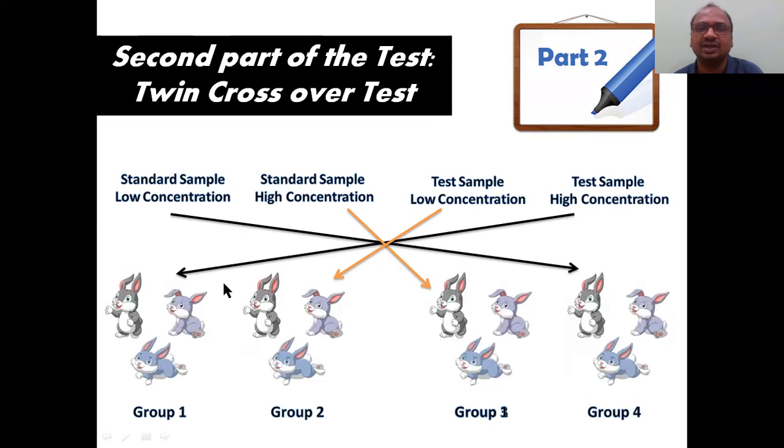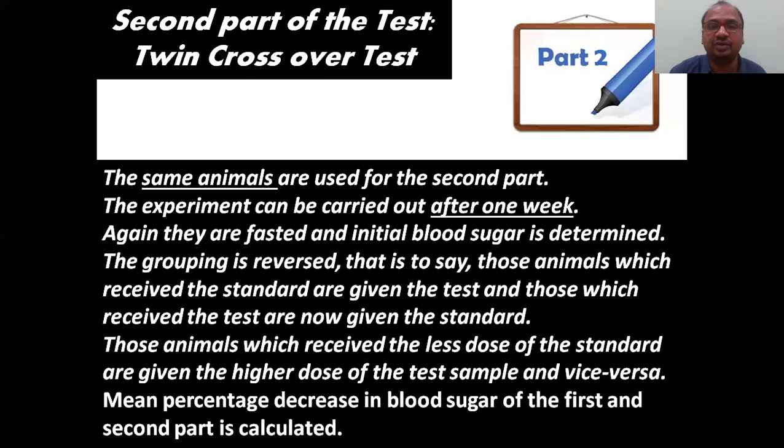See how it is. So here test sample with high concentration, you have to give a standard sample low concentration. Standard sample low concentration, you have to give to group 4. That is test sample high concentration. Like that, you have to change these arrow marks. Twin crossover, that easily you can remember. Small cross, big cross. So two crossovers, that's why it is called a twin crossover. Two crossovers are here. That point you have to keep in your mind.